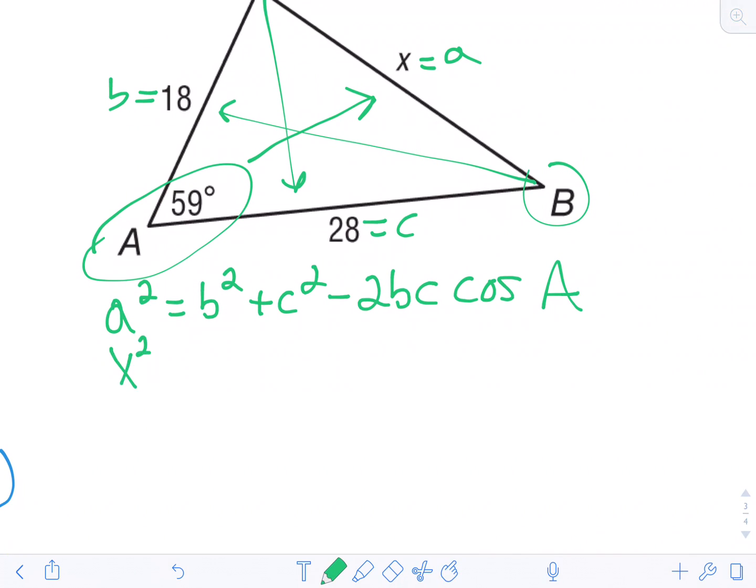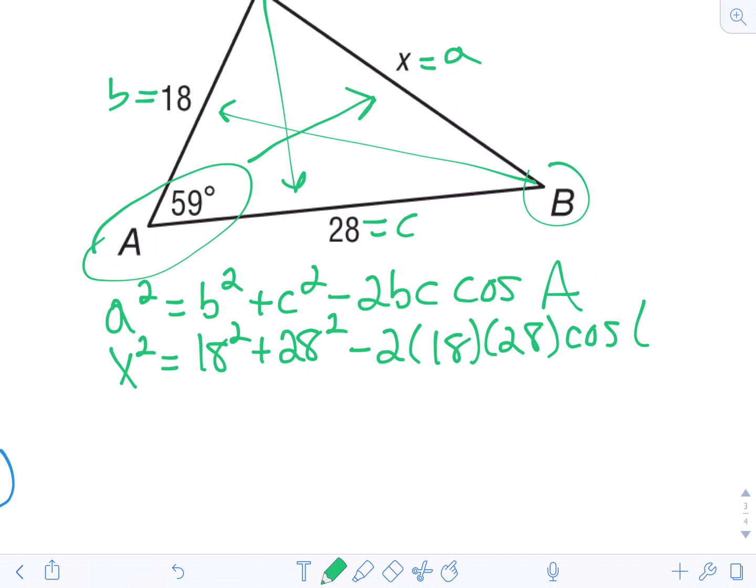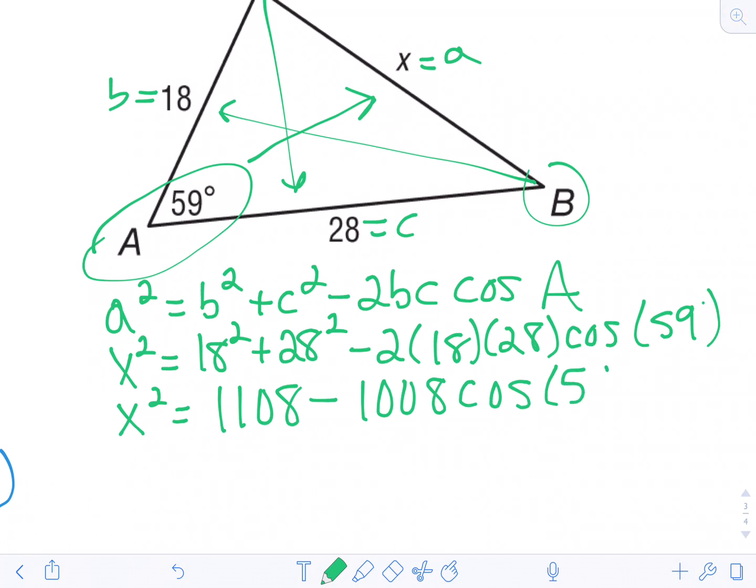Alright, so let's plug in what I know. This is x, so x squared is equal to b is 18, so 18 squared, plus c is 28, so 28 squared, minus 2 times 18 times 28 cosine of 59 degrees. So we have x squared is equal to 18 squared plus 28 squared, which gives me 1,108, minus 2 times 18 times 28, which gives me 1,008, times cosine of 59 degrees. And so I can put all of this in my calculator: 1108 minus 1008 cosine of 59.